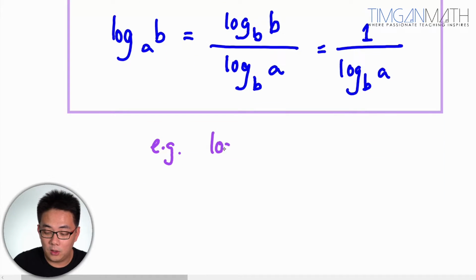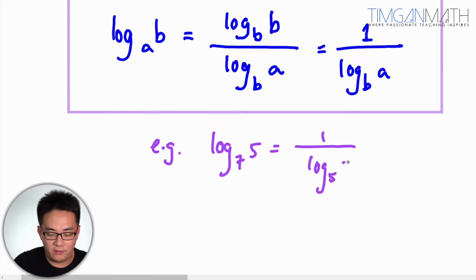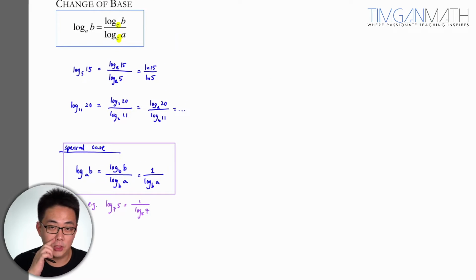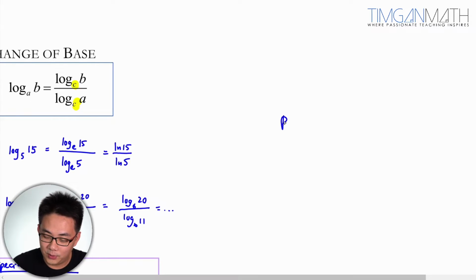Let's say this is log base 7 of 5. This is similar to 1 over log base 5 of 7. All right, so that's how we use the change of base. Now I'm going to proceed to prove this. This is quite fun. We're going to see how come this works.